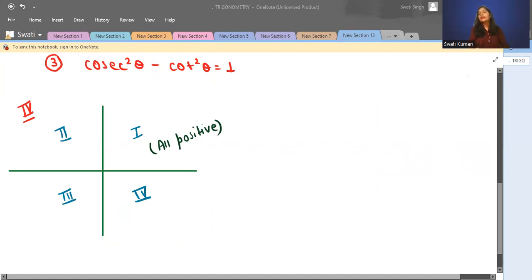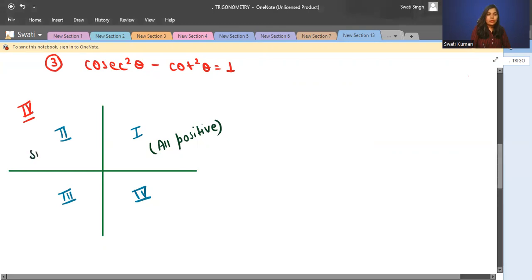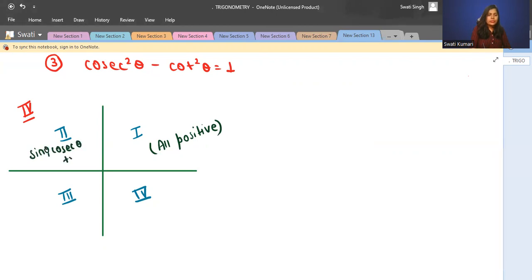In the second quadrant, only sine and cosec are positive. Rest all are negative. I'm not going to write down what are negatives, I'm just going to write down what are positives. If I'm writing sine and cosec are positive in the second quadrant, that automatically tells you that all the other trigonometric identities except sine and cosec are going to be negative. So I can write that sine theta and cosec theta are positive, and if these two are positive, rest all are going to be negative.